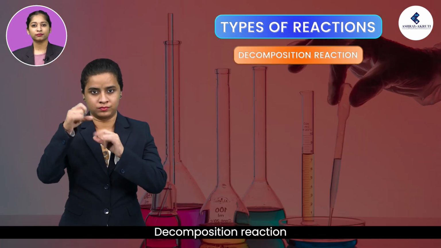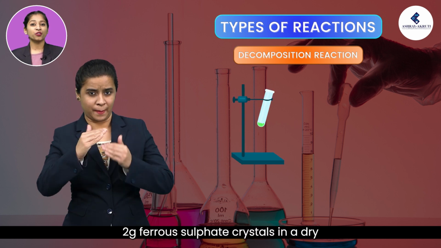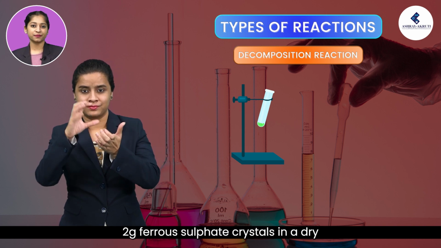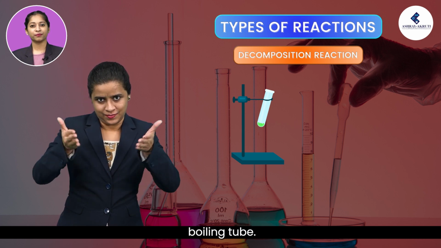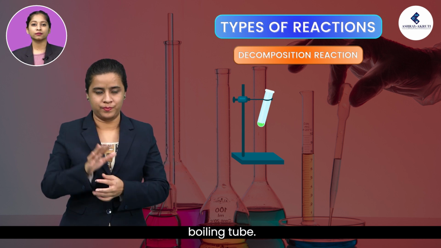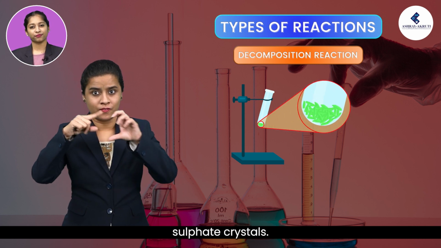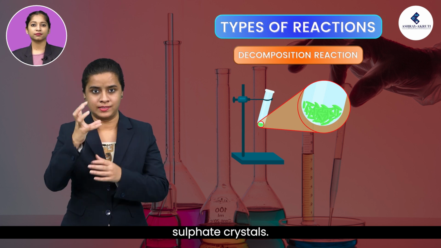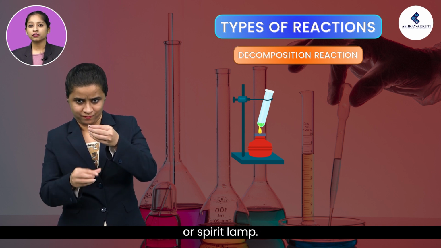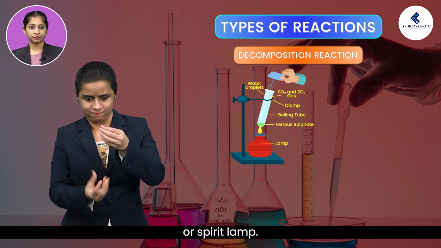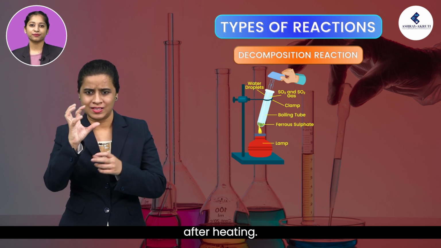Decomposition reaction. Activity: take about 2 grams ferrous sulfate crystals in a dry boiling tube. Note the color of the ferrous sulfate crystals. Heat the boiling tube over the flame of a burner or spirit lamp. Observe the color of the crystals after heating.